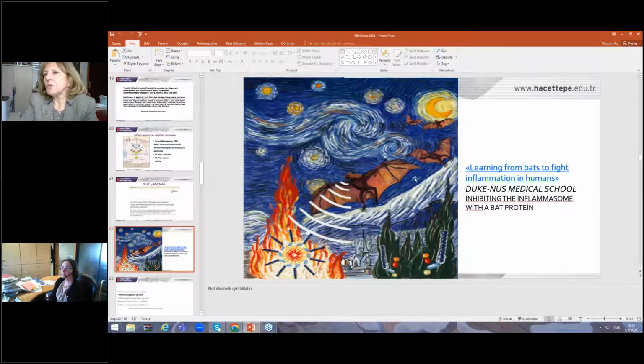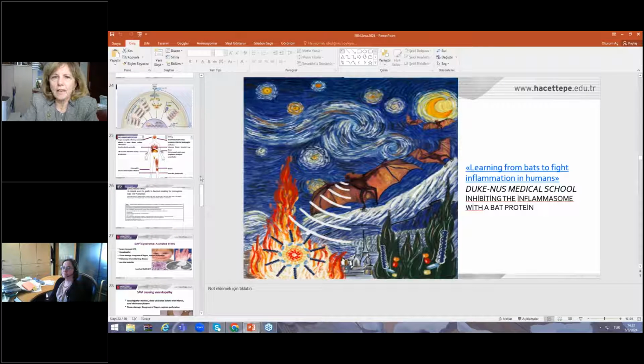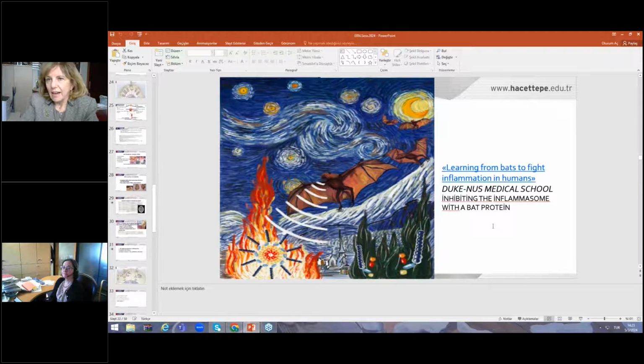Before leaving the inflammasomopathies, I should say that there are new kids on the block. Recently there is a study going on to inhibit the inflammasome via a different protein instead of using the IL-1 inhibitors. So we'll see how that one goes.